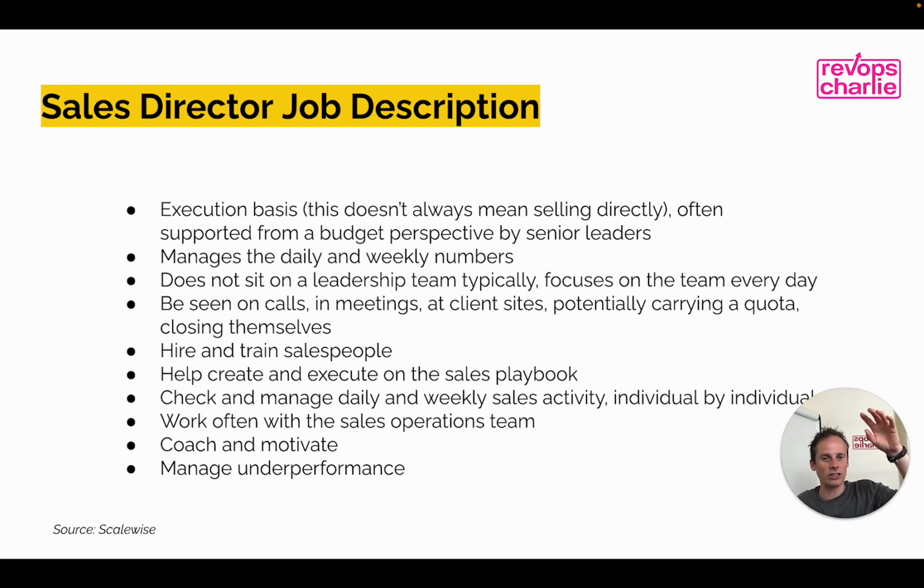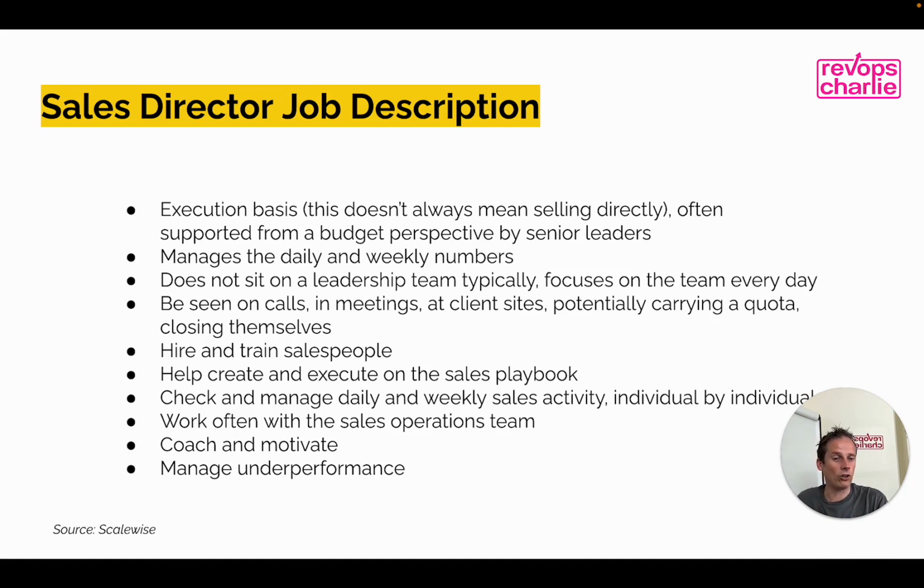They're not sitting in your leadership team. They're not defining the go-to-market. They're not defining the plan. They are out there to get the deals done. So they are in customer calls, they're in meetings, they're traveling to these customer sites. They may even carry their own sales quota as it's all hands on deck. They are responsible for bringing new salespeople into the team and then enabling them and coaching them. They're helping to document what good looks like, because they're sat on those calls and in those meetings.